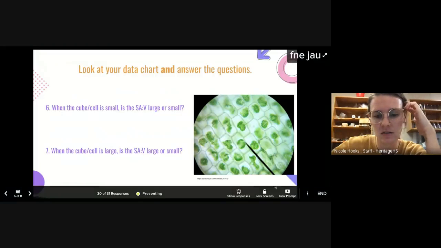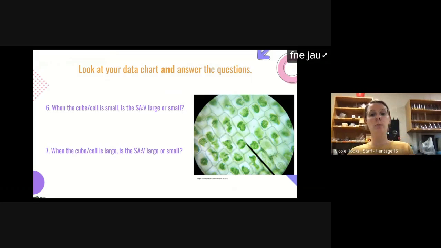So let's go back to this one and let's fix some of our answers. When the cube is small, the surface area to volume ratio is large. That's actually a slide of a plant cell you can see there on the right. And then when a cube or cell is large, the surface area to volume ratio is small. Because like that 10 centimeter cube, it has a small ratio because there's more stuff in the middle than there is around the outside. So it's large and then small. Okay, looks like most of you fixed your answers. So I'm going to move on.